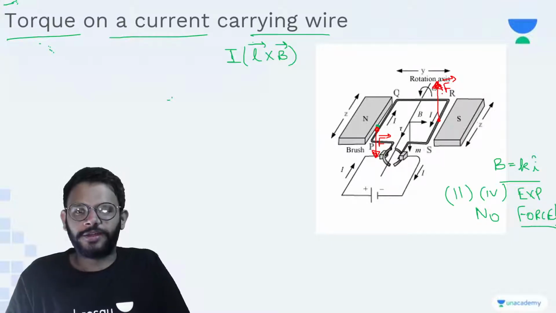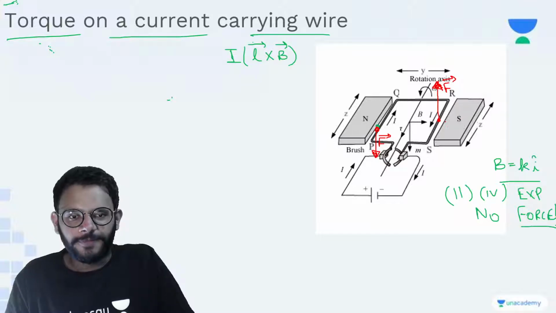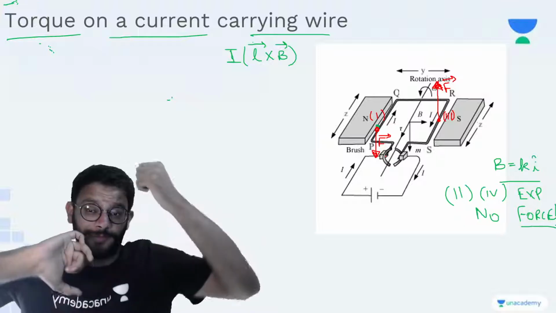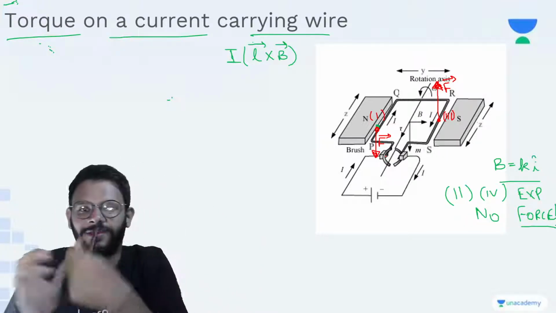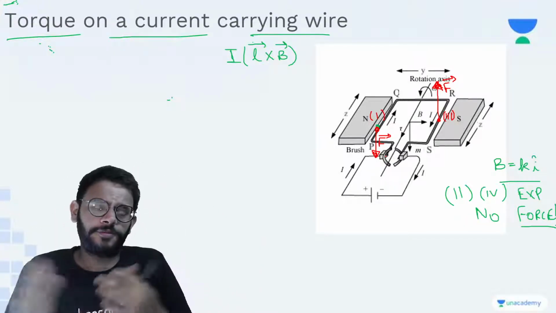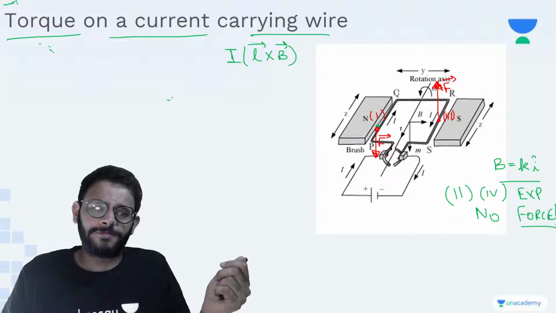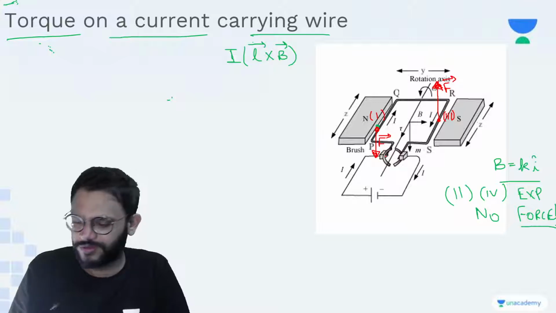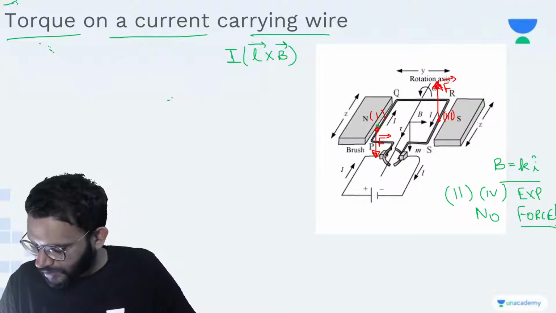The force acting on the second element, or the third element, and the first element are equal and opposite in directions, as we just saw in the previous case. This is pretty trivial because I know that the current carrying elements are going to experience a force because they are kept in a magnetic field.